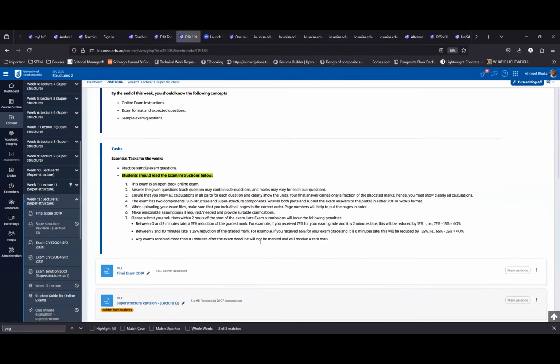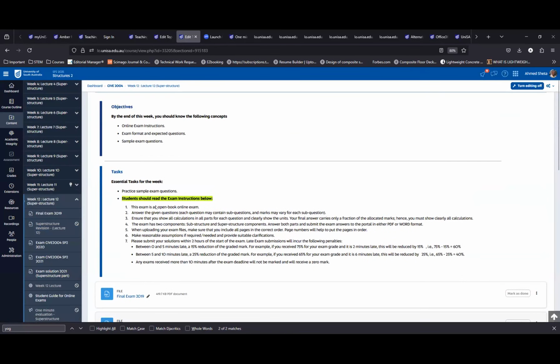Okay, so for the instructions as well, I want to make sure you read this one. The exam is an open book online exam. You need to answer all the questions in the exam to give you more chance to get higher marks. Also, some of the sub-questions may have different weight. So if there are 4 or 3 dot points, they can have different weight.